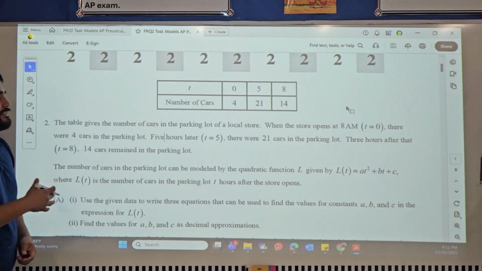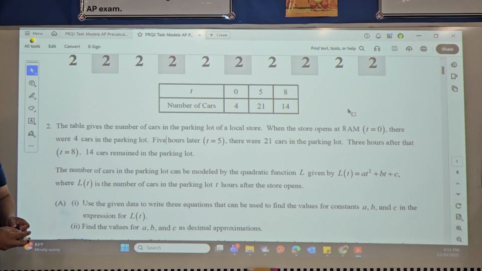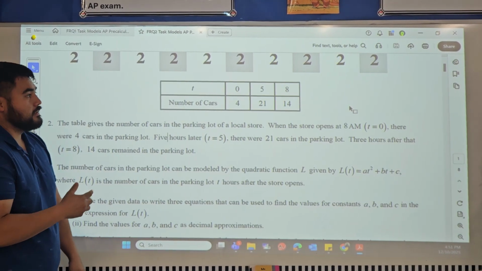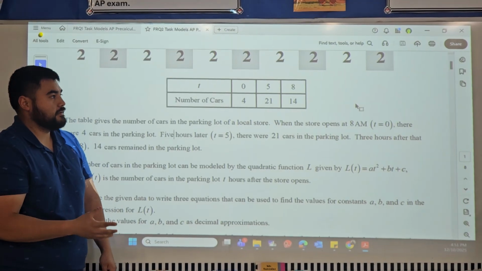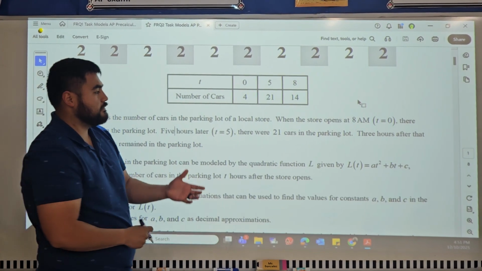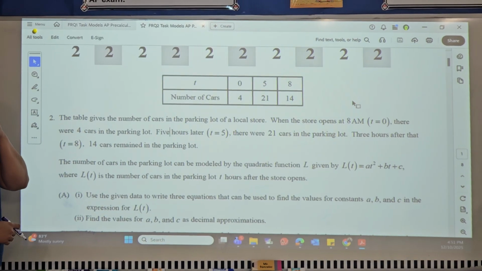Okay, let's work on the FRQ, right? So, again, this FRQ, you're gonna be allowed to use a calculator. This FRQ that you're gonna see involves FRQ2 and part of FRQ1. So I wanted to start off with working on FRQ2.